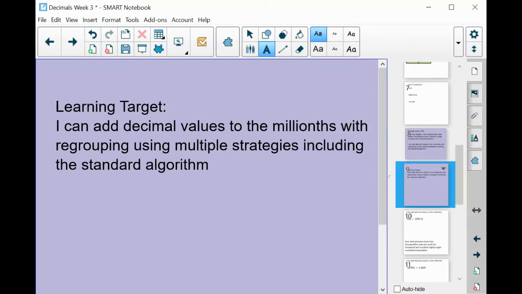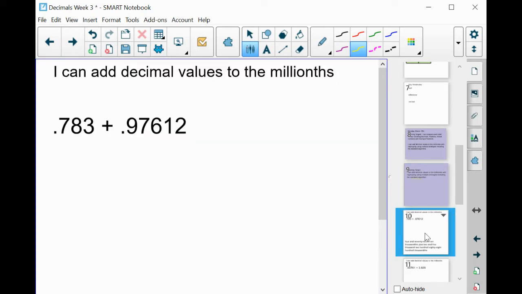Okay, today our learning target is I can add decimal values to the millions with regrouping using multiple strategies, including the standard algorithm. We're really going to focus on the standard algorithm though today. And of course, you can use place value models or place value charts to do this addition as well. Okay, first problem, go ahead, write this on your whiteboard.